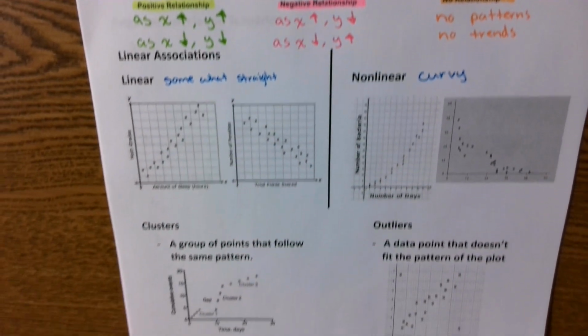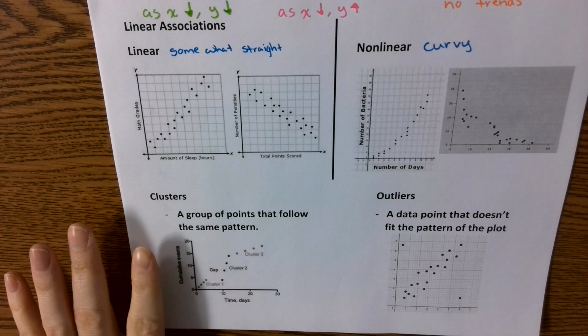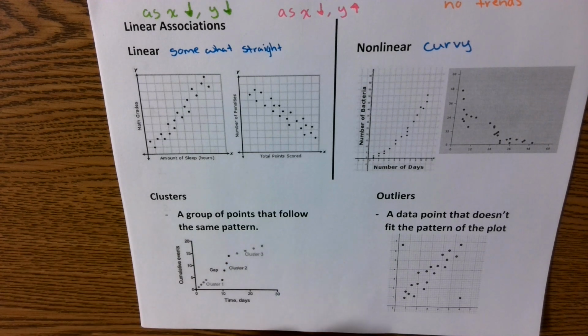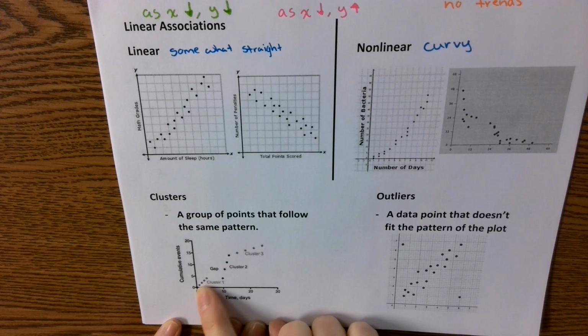Okay, and then we've got a couple of other things down here. We've got what we call clusters. So with clustering, that's a group of points that follow the same exact pattern that's occurring. So with clustering here, we've got one cluster that's occurring where they're both following a very straight direct path.